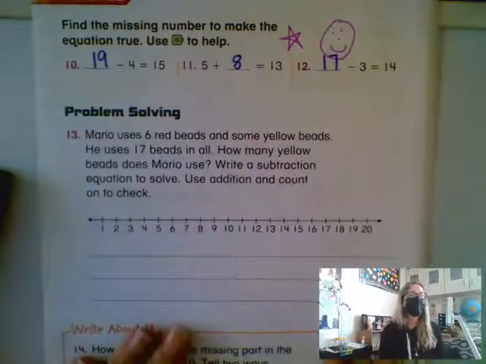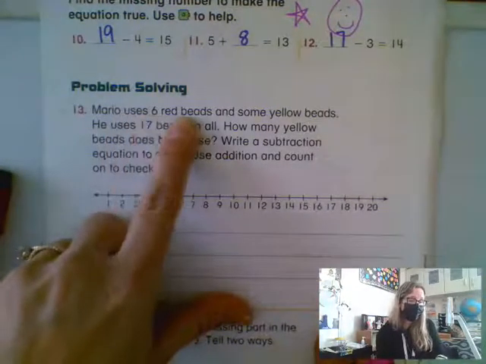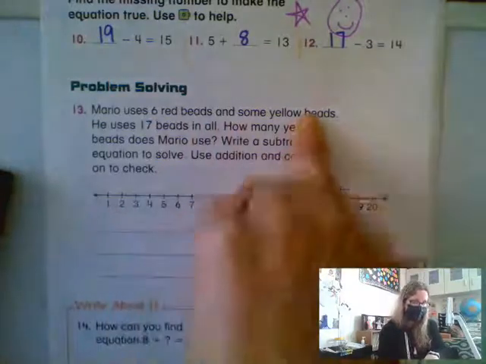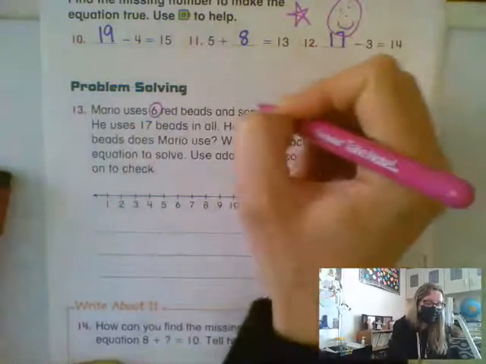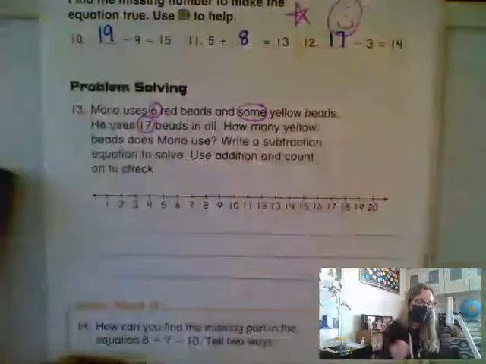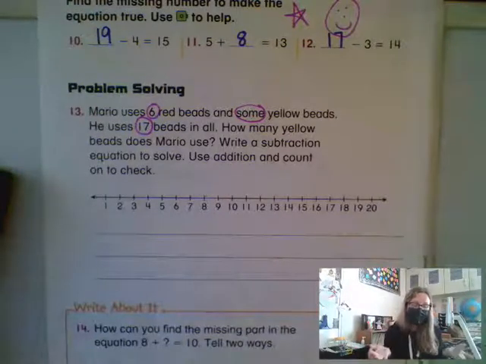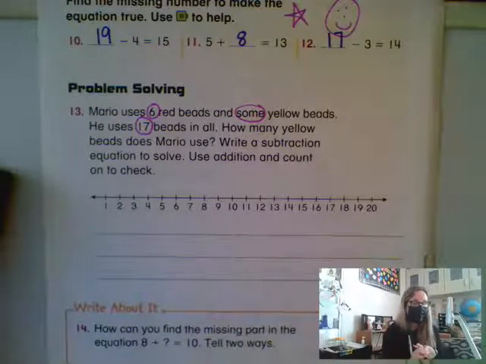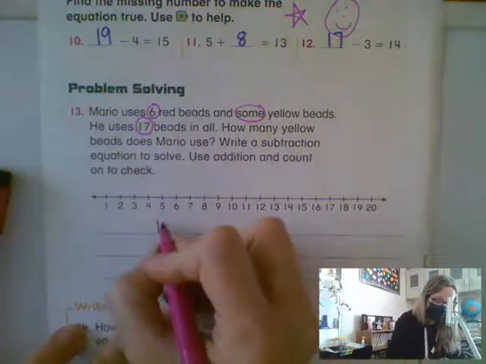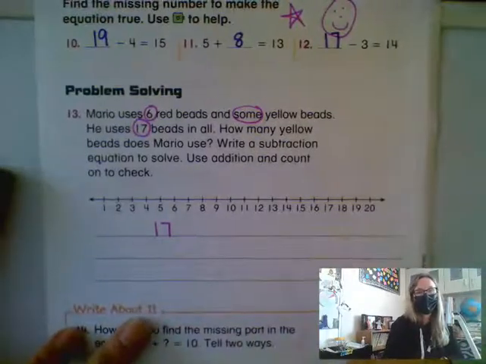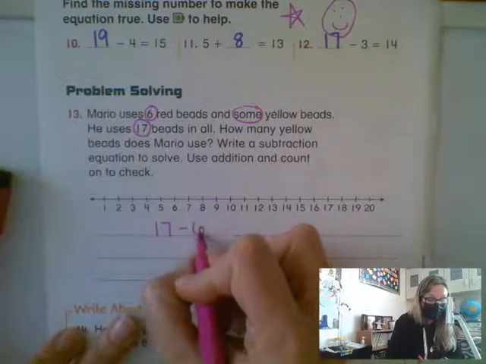And now we're going to work through the problem solving one together. Mario uses 6 red beads and some yellow beads. He uses 17 beads in all. So we know we have 6 red, some yellow, 17 in all. How many beads does Mario use? So it says write a subtraction equation and then use addition and count on to check. So we know he has 17 altogether. So put a 17 down there. We know that he has 6 red beads, so we can take away 6 red beads.